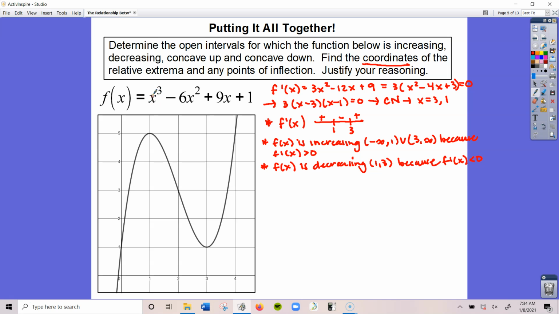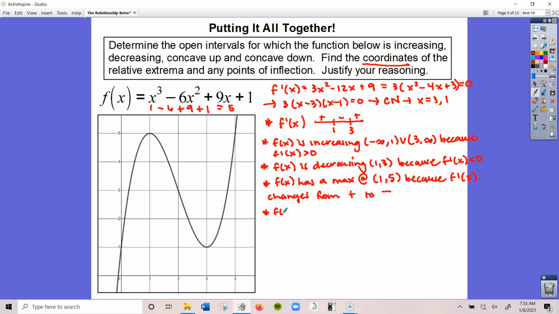And I mean, you can test it out, right? So 1 to the third is 1 minus 6 times 1 squared, so 6 plus 9 plus 1, which would equal to 1 minus 6 is negative 5. Negative 5 plus 9 is 4, and 4 plus 1 is 5. So we have here f of x has a maximum at 1, 5 because f prime of x changes from positive to negative.